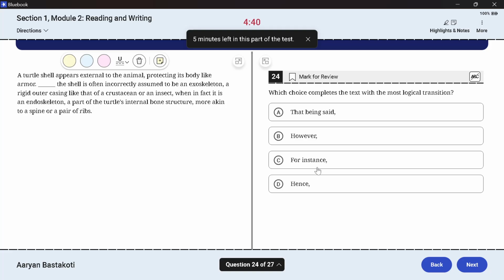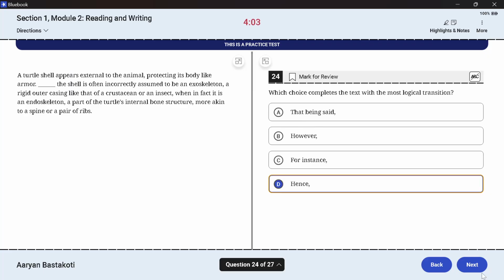Hence, addition. For instance, the shell is often protecting its body like armor, appears external to the animal. Hence, the shell is often, however, that being said, the shell is often an exoskeleton. No, it is in fact an endoskeleton. For instance, no, it's not an example. That being said, and however both seem to be contrasting, so "hence" is the right answer.